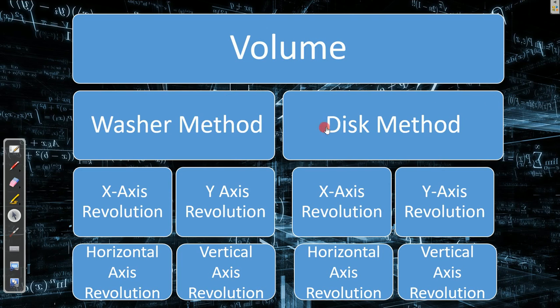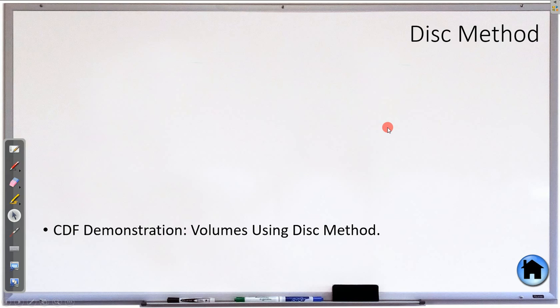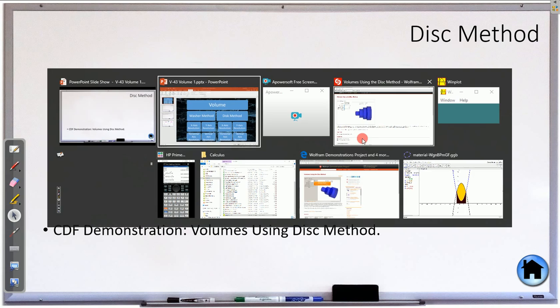There are two main methods here, the disk method and the washer method, and then many ways to rotate our functions. And so that's what we're going to do. We're going to take our graphs and rotate them to make three-dimensional shapes. And then we're going to find the volume of those three-dimensional shapes. So we're going to start with the disk method, and we'll see how that can help us find the volume.